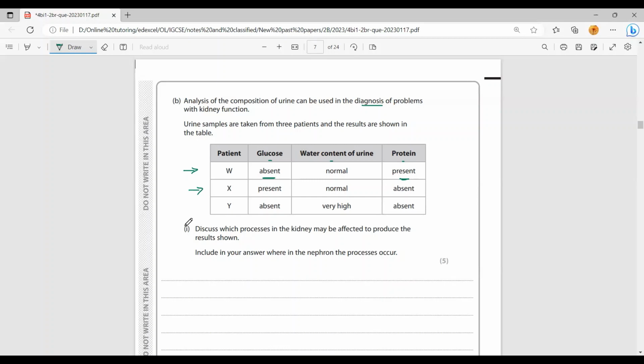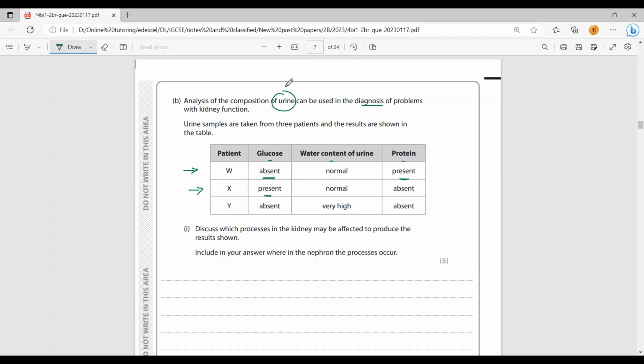It's going to be the proximal convoluted. Proximal, bravo. So the proximal convoluted tubule has a problem. It is affected, that's why glucose was present in the urine. But the other things, water is normal and protein is absent. So that is right. What about why? So in X, glucose is going to be absorbed in the nephron? No, here it's not going to be absorbed because it is still present in urine.